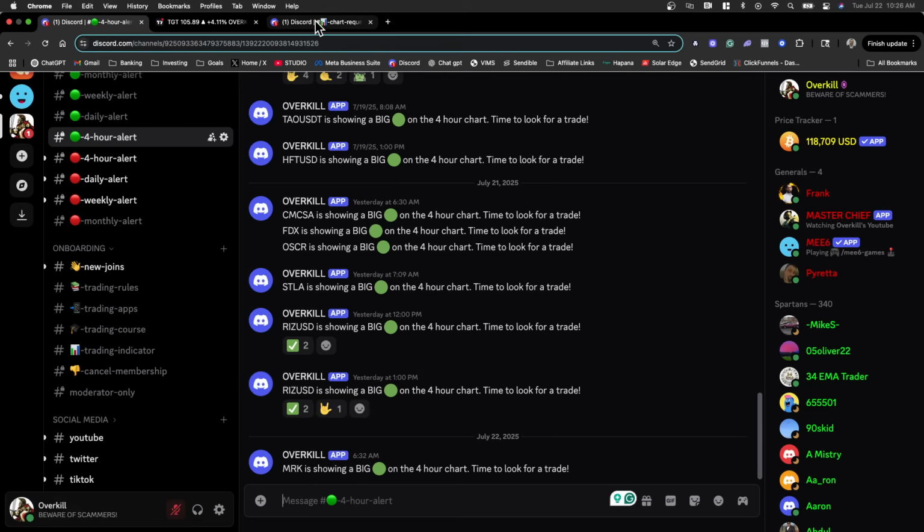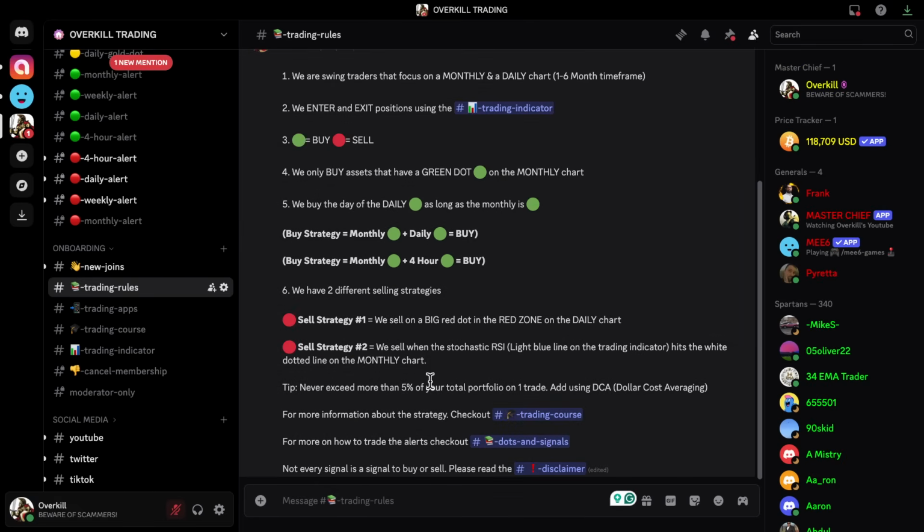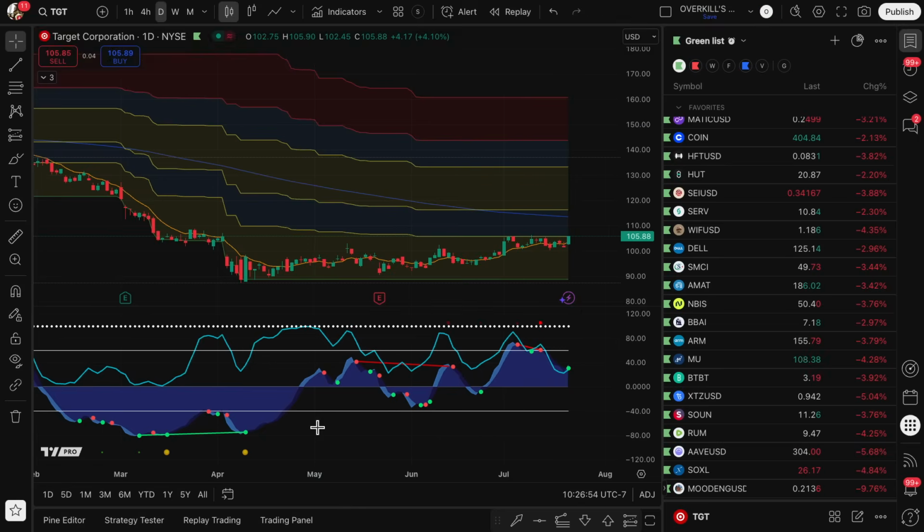The selling strategy is pretty simple too, folks. We don't have to make trading complicated. Okay, selling strategy number 1 is that we want to sell a big red dot in the red zone on the daily. So let's just go back to Target, for example, again.